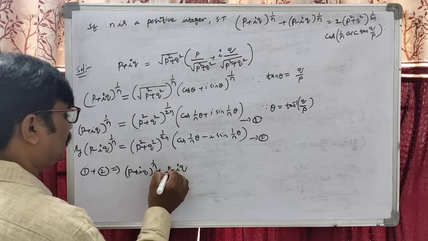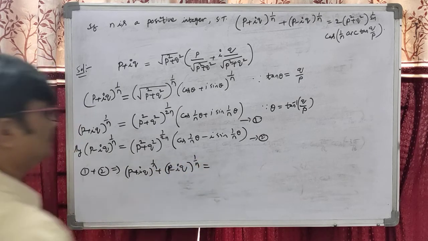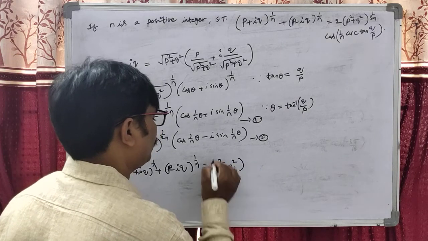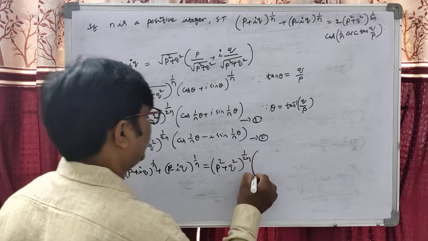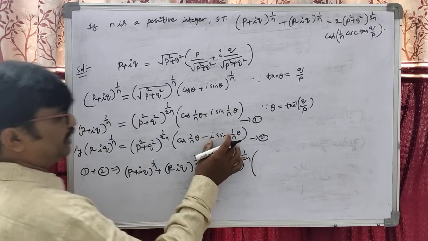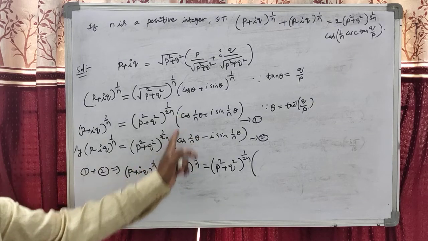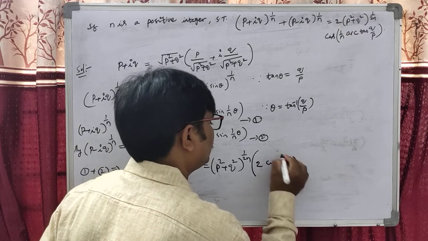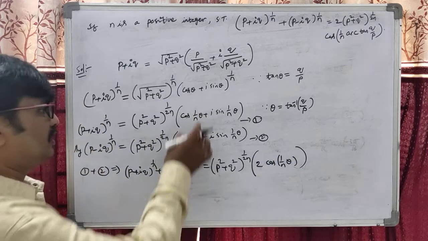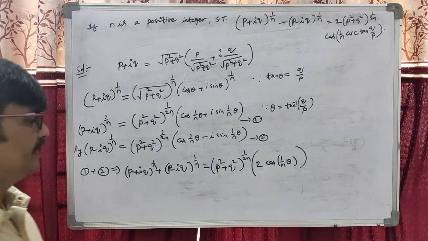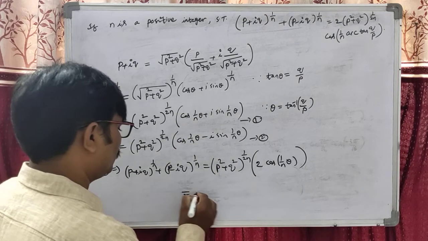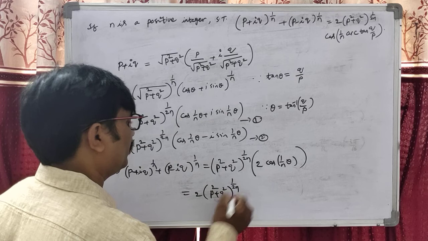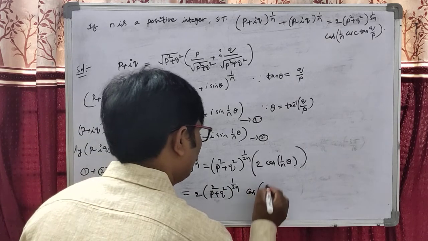(p − iq) whole power 1/n. This we can write as (p² + q²) whole power 1/2n, and the i sin(θ/n) and minus i sin(θ/n) cancel. Cos plus cos is 2 cos(θ/n). So this is 2 (p² + q²) whole power 1/2n cos(θ/n).